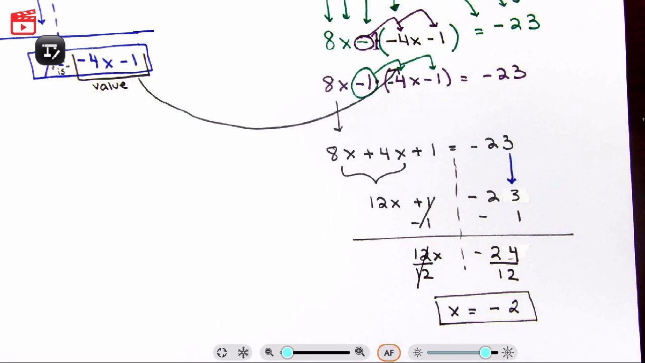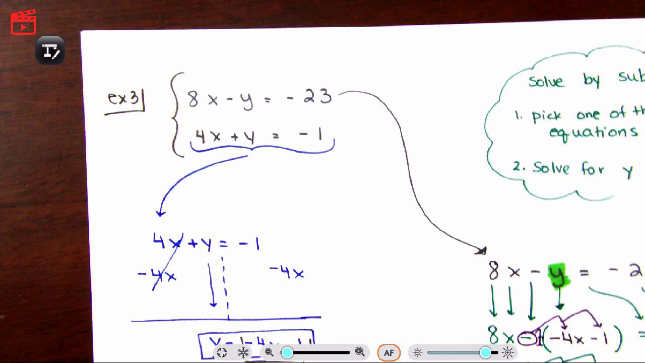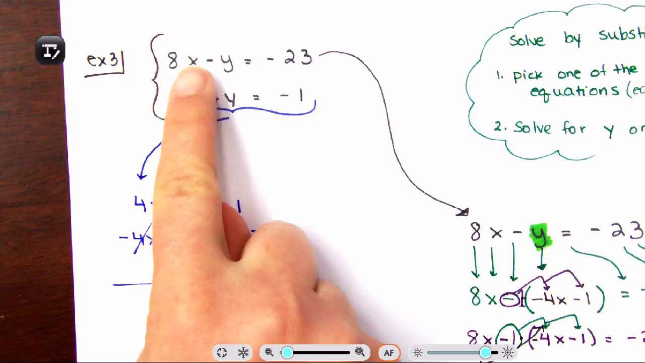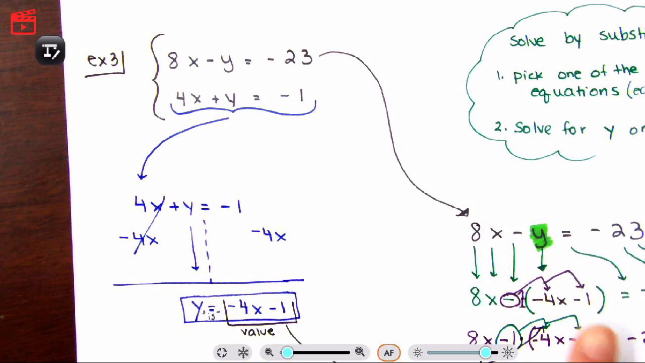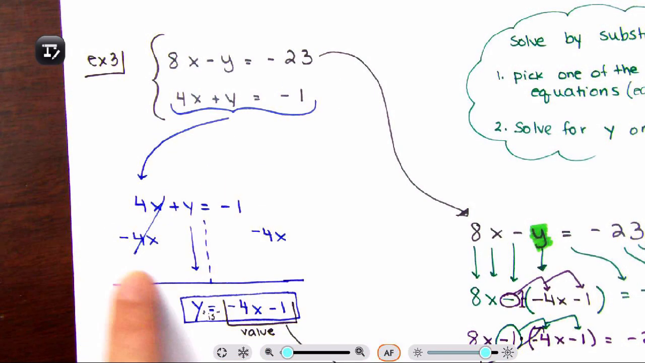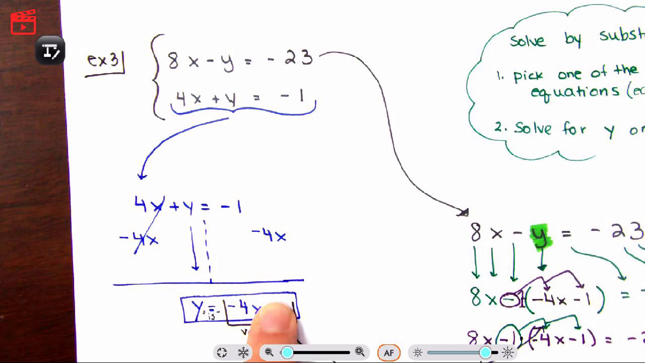Now, is this my answer? Everyone shout with me, no, that's not our answer. We have to now use this variable to substitute into one of our equations to solve for the other one. Now, I want you to notice that we have now 3 equations. We have the first one that we used here. We have the second one that we used here. And we have the third one that we actually solved for.